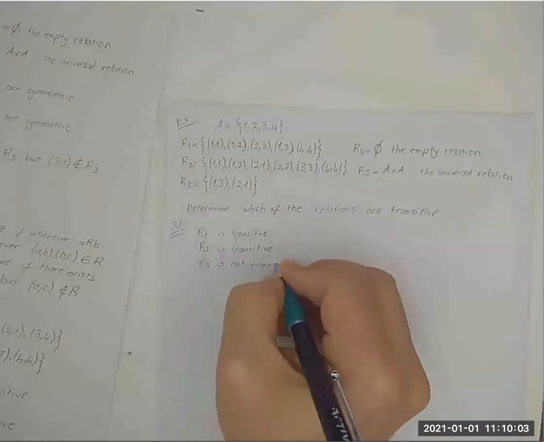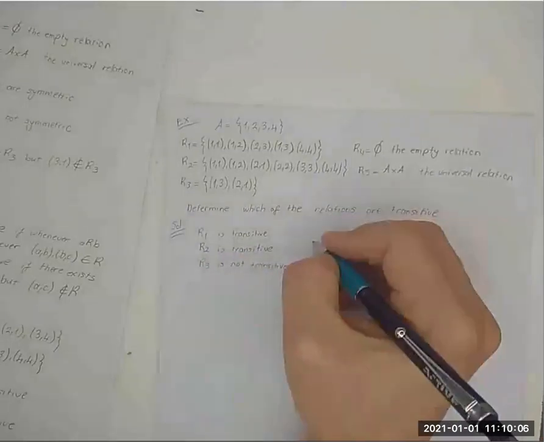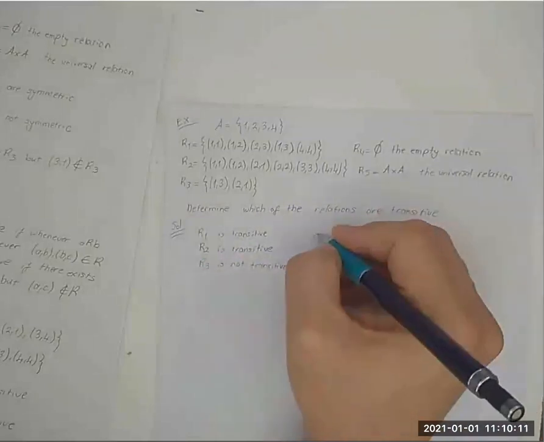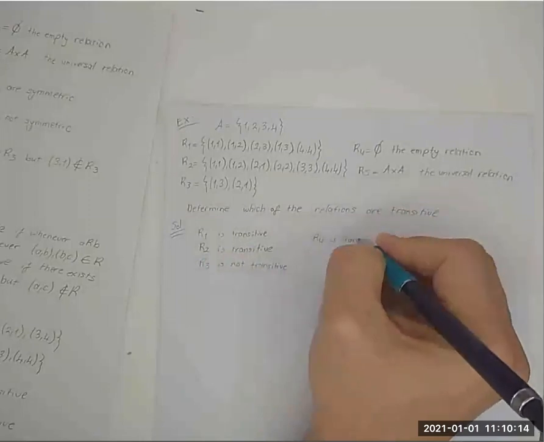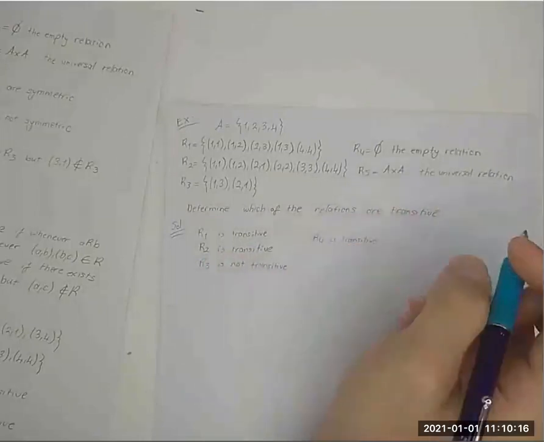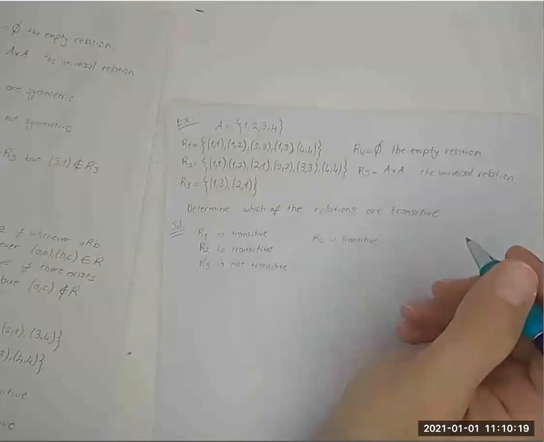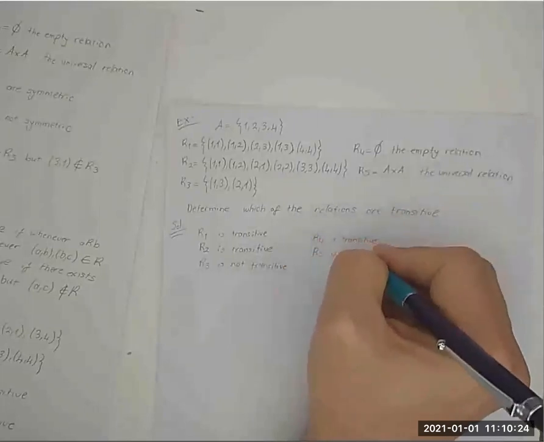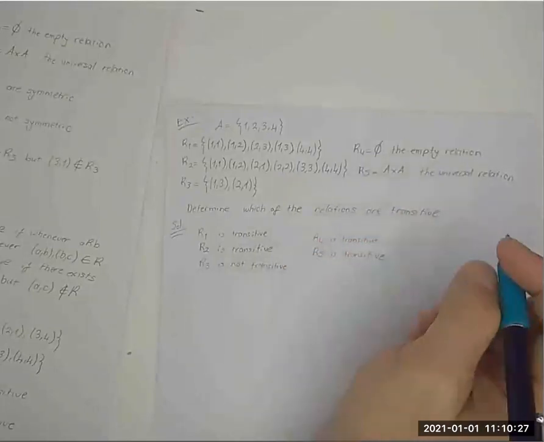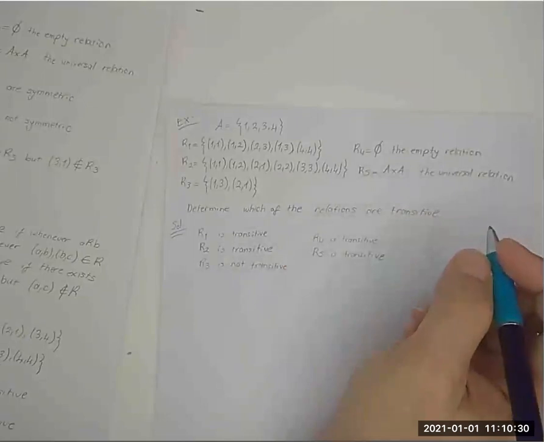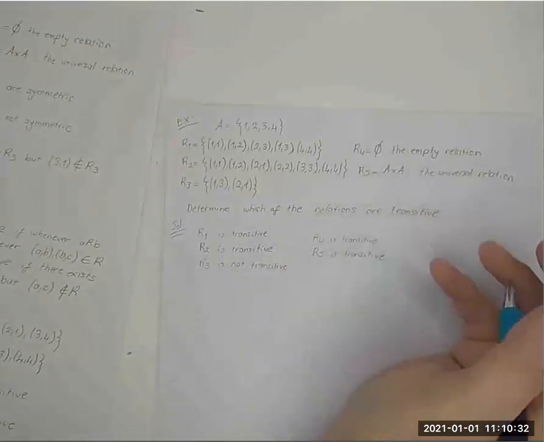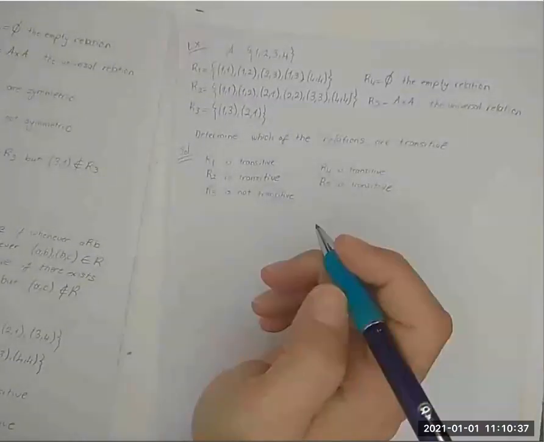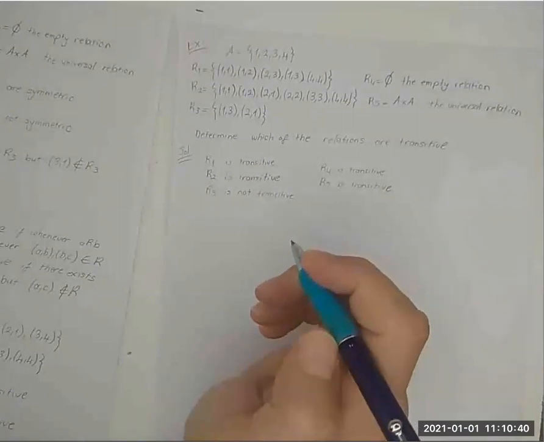So R3, I have (1,3), (2,1). R3 is not transitive. R4 is transitive. And R5 is transitive. Any question?